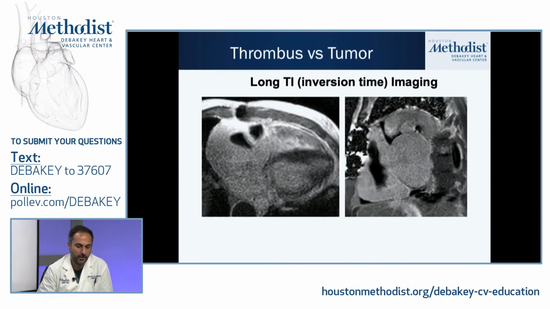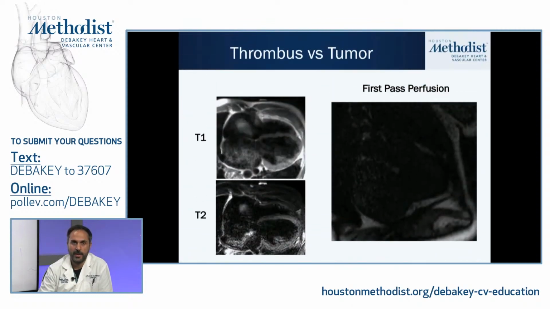We'll go back to that, but when we consider or think this could be a thrombus, this is where the power of long inversion time imaging is. Long inversion time means we flip the protons and then we wait approximately 600 milliseconds before we apply the imaging. Usually the signal from a clot is nulled, or it's zero, at the 600 millisecond mark. And you can see here how it's completely dark. There's no signal coming from that structure, confirming that this is a clot.